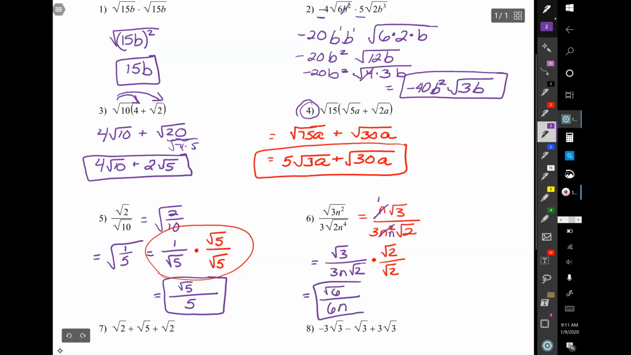So be careful here. This square root of 6, you cannot reduce out with that 6 in the denominator, because that 6 is a radicand. It's trapped up in there, and you would be doing the order of operations incorrectly if you were to do that.